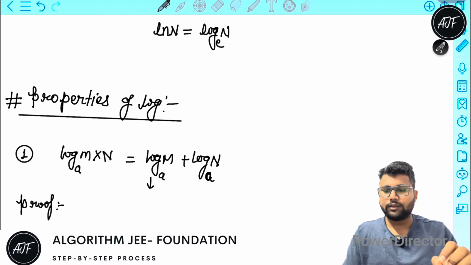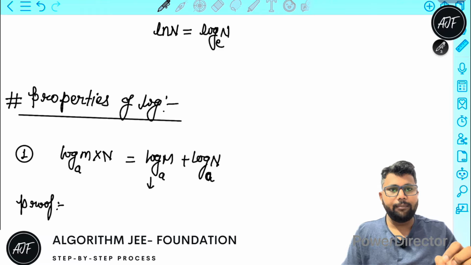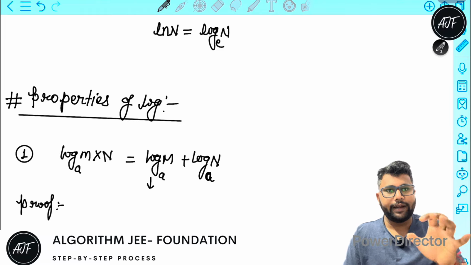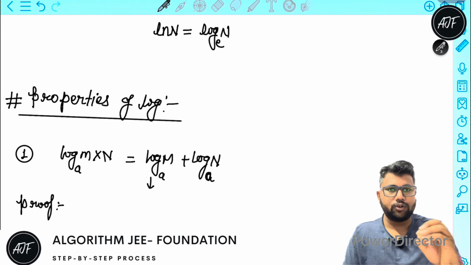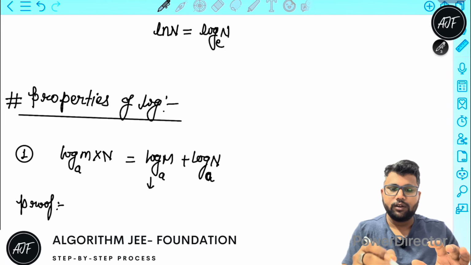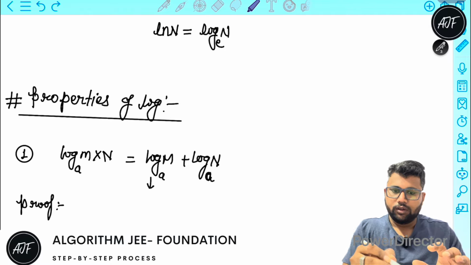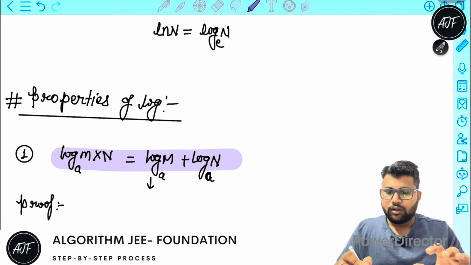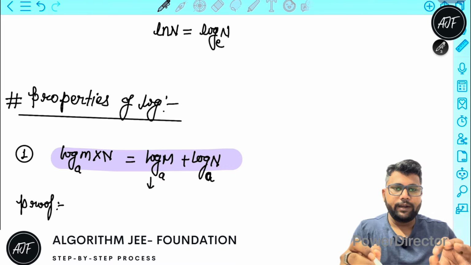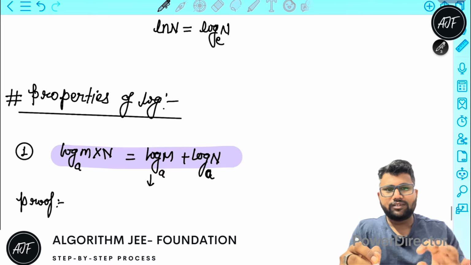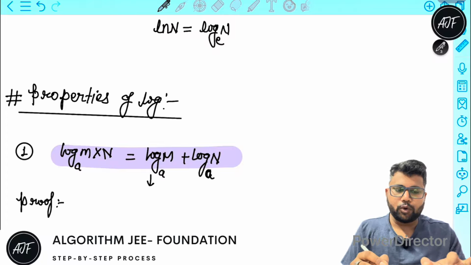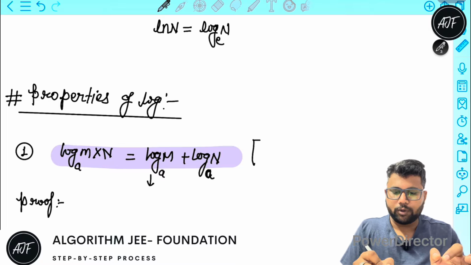So the first property is given. Now we see that log of m into n is given. Now it is converted into an addition form, log m plus log n. I said the base is always the same for all three. So log of m into n is equal to log m plus log n. Now the proof of this depends on the exponential. The name is the product property.